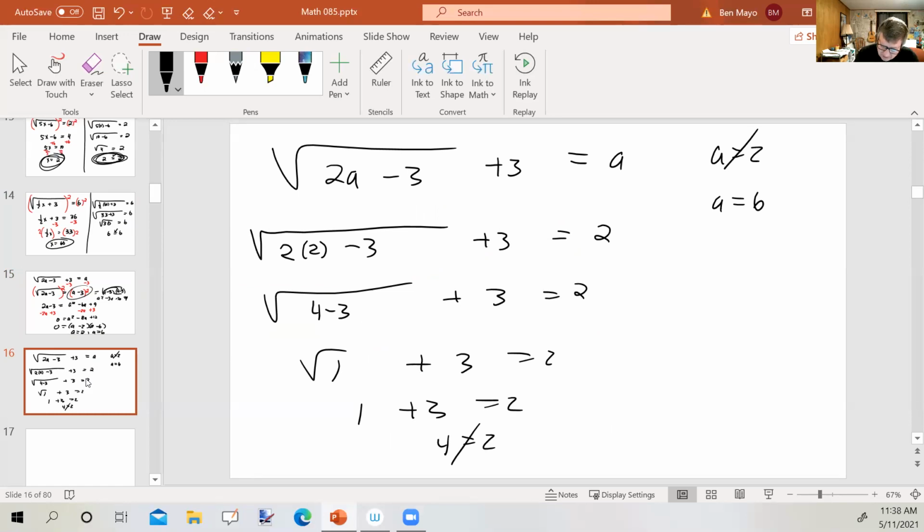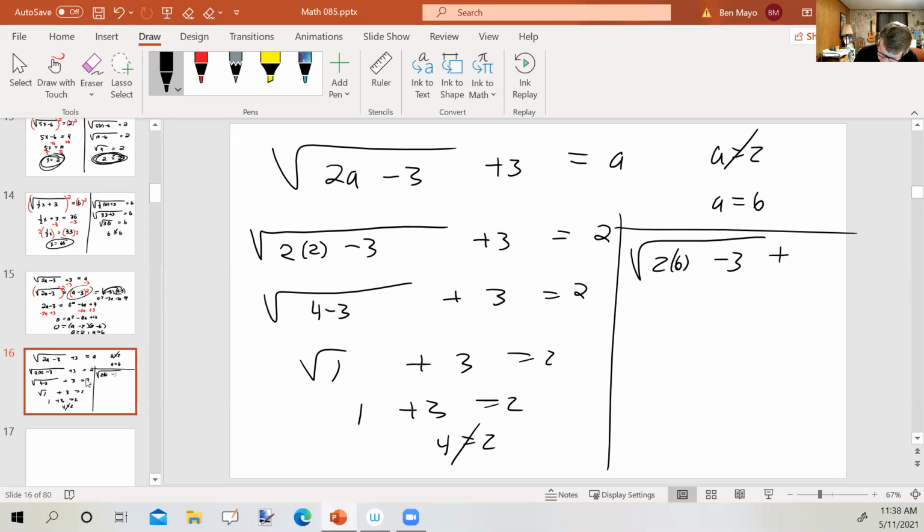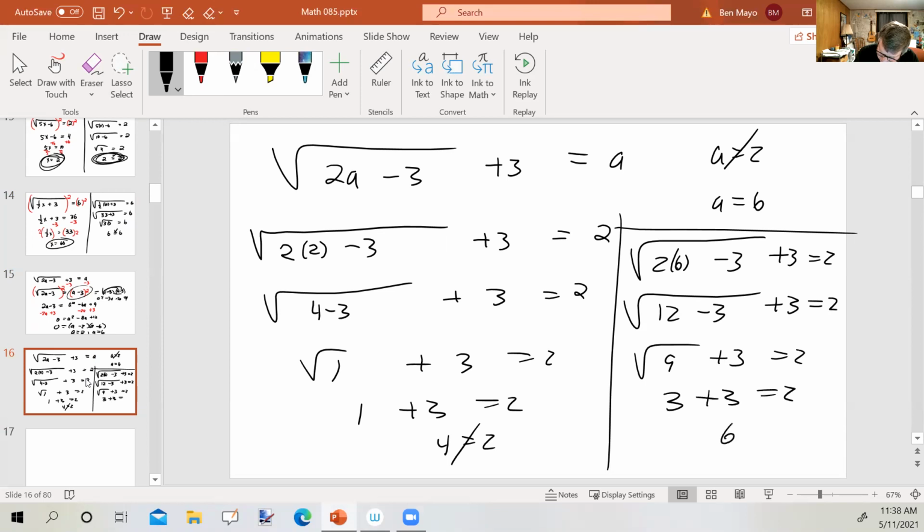Okay, let's take the a equals 6 and try that. Then we get the square root of 2 times 6 minus 3 plus 3 equals 2. Square root of 12 minus 3 plus 3 equals 2. The square root of 9 plus 3 equals 2. 3 plus 3 equals 2. 6 equals 2.